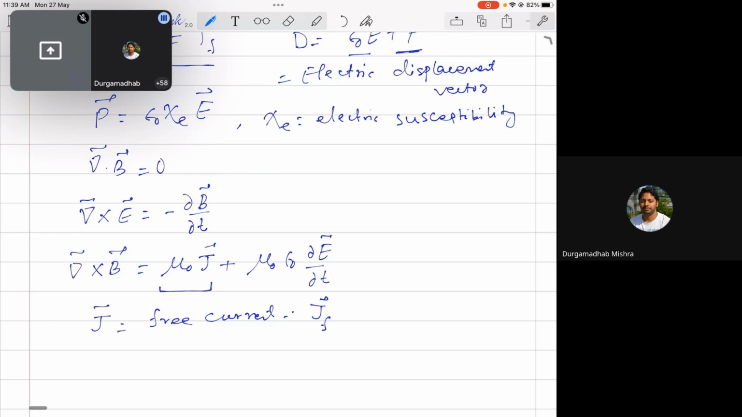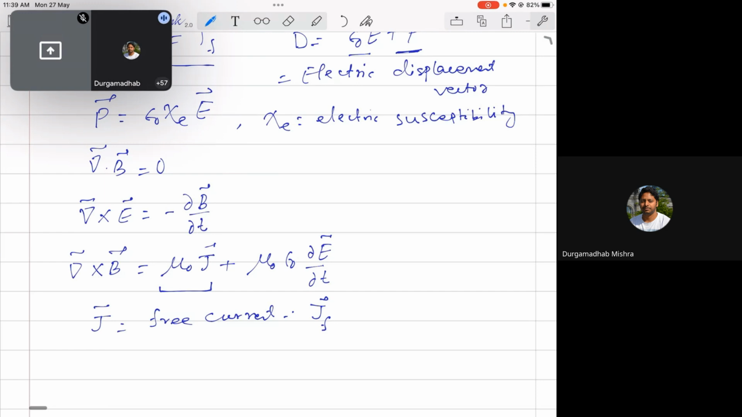So what is the free current? I mean, you just have a wire and then you pass a current through it by connecting it to a battery. So whatever current is flowing, that is your free current. Okay, so that corresponds to your free current density. But within a material, you can have a free current, but you can also have a bound current, a current due to these bound charges as well.